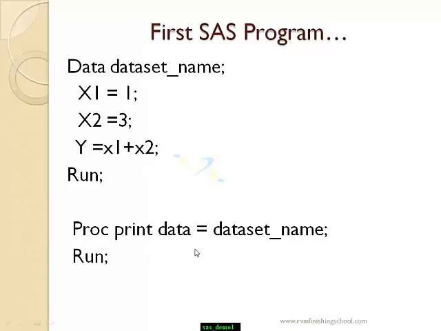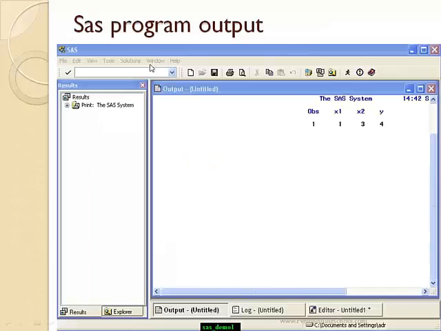Plus there is proc print data, this proc will give you the output in your output window. Proc print data equals whichever data set output you want, that data set name will be written over here, and the run command. You can give only one run command and it will work for both at the same time, but you have to select and submit at once. Now you can see the SAS program output will be like this. We have one observation, x1, x2 and y. The x1 variable has the value 1, x2 is 3, and y is the addition value, the sum of x1 and x2. So this will be the output in SAS.